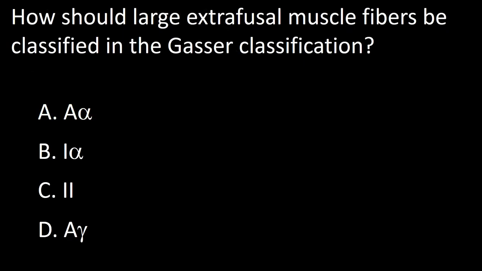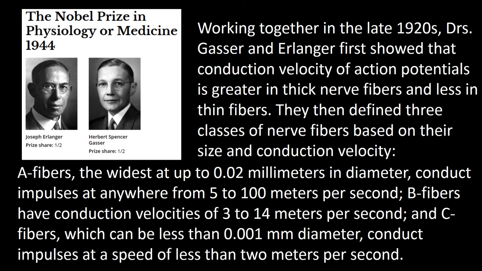Next question. How should large extrafusal muscle fibers be classified in the Gasser classification? A. A alpha, B. 1 alpha, C. 2, D. A gamma. If you are interested in nerve fiber classifications, stop the video and read this frame. If you're not, keep on running the video and I will give you a short version of the different classifications.